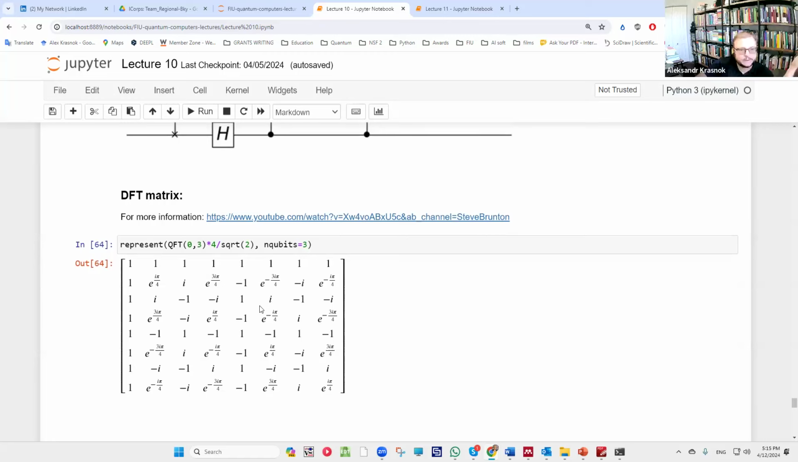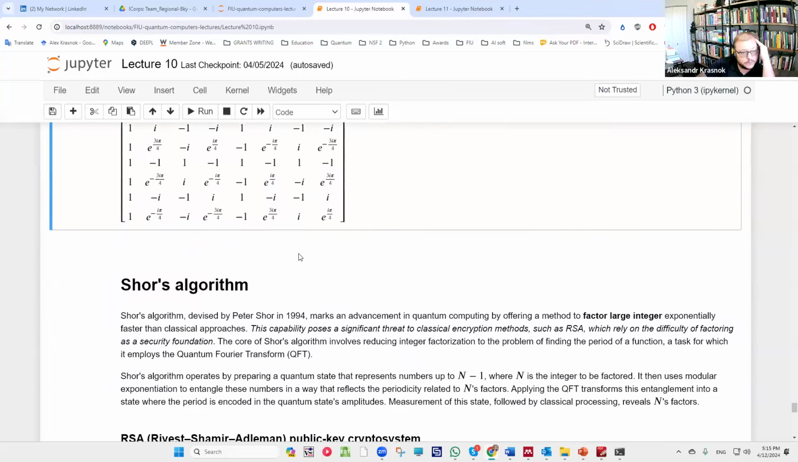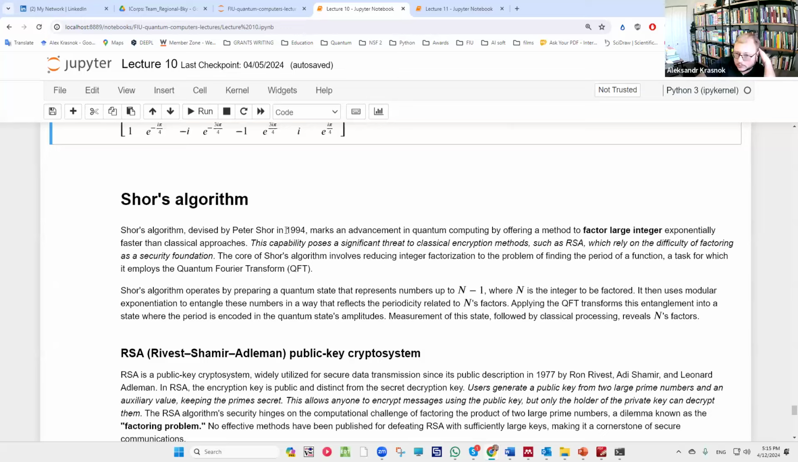DFT matrix that represents this quantum Fourier transform and so on. So that's what we discussed, right? And particularly for quantum, for our course, we need quantum Fourier transform for the Shor's algorithm.